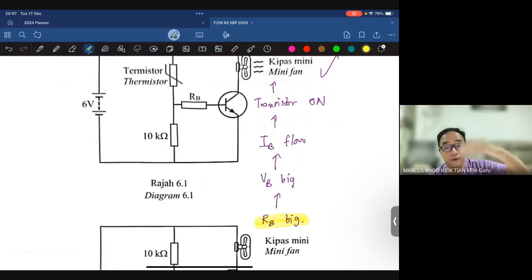Okay, so that's the flow of the idea when it comes to the transistor. If you didn't get that, don't worry, you can watch the video again later, and memorize this, because it's a very simple explanation actually.